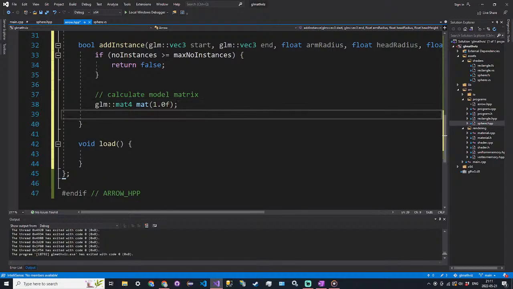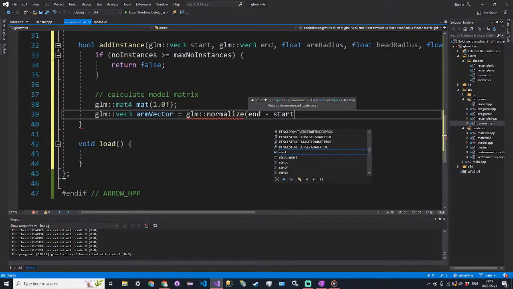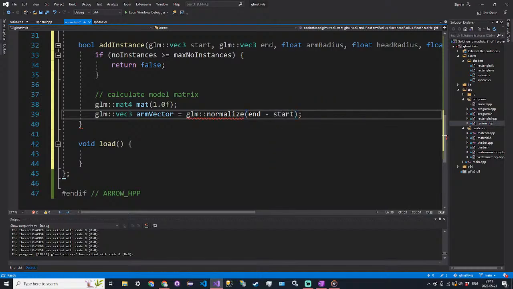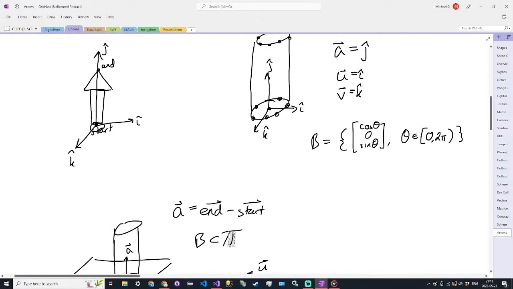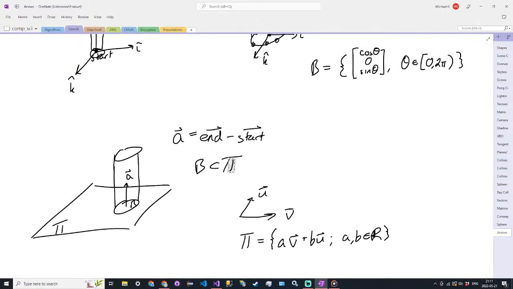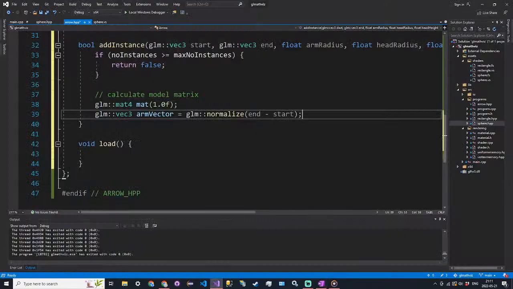And then we want to calculate our arm vector. So glm vec3 arm vector, and we're just going to do everything in normalized coordinates. So glm normalize end minus start. So that's just the arm vector that we have up here, except this time it's going to be in normalized coordinates. And that's why we're going to be passing in the magnitude as a dimension.